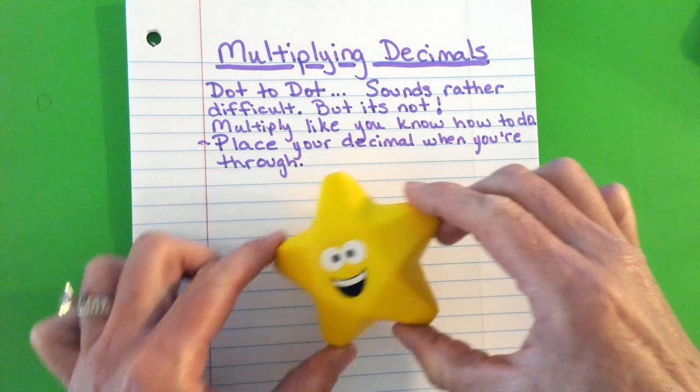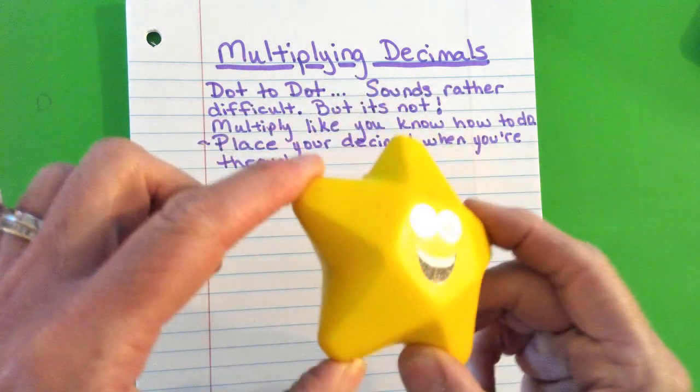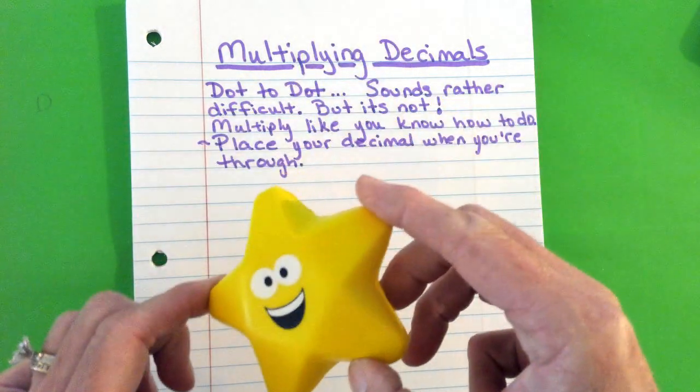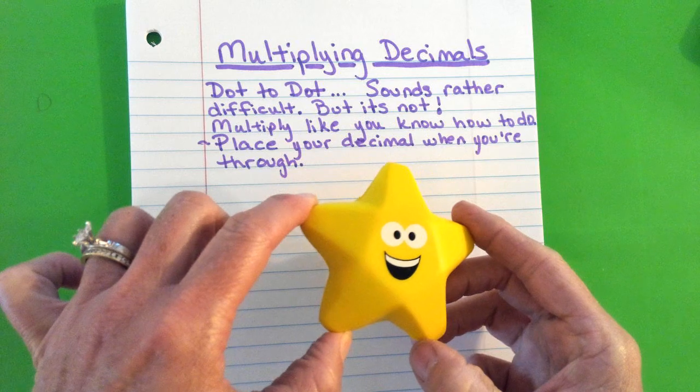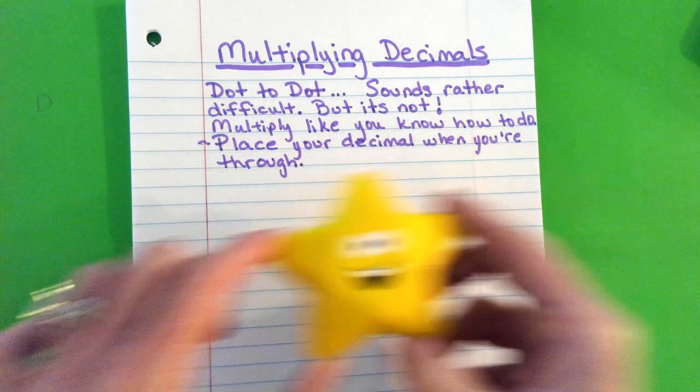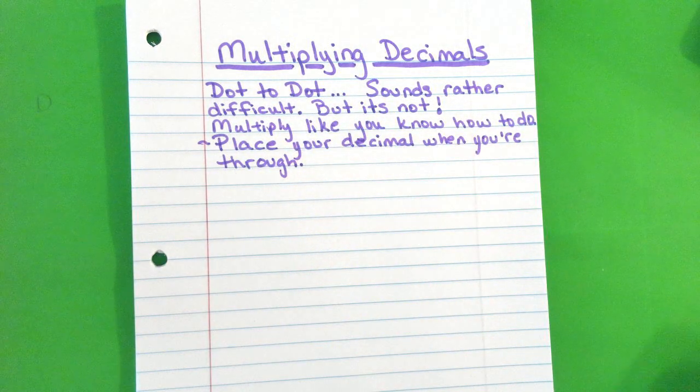Multiplying decimals, dot to dot. Sounds rather difficult, but it's not. Multiply like you know how to do. Place your decimal when you're through. Word. Okay, I'm going to pause the video and let you write this down.